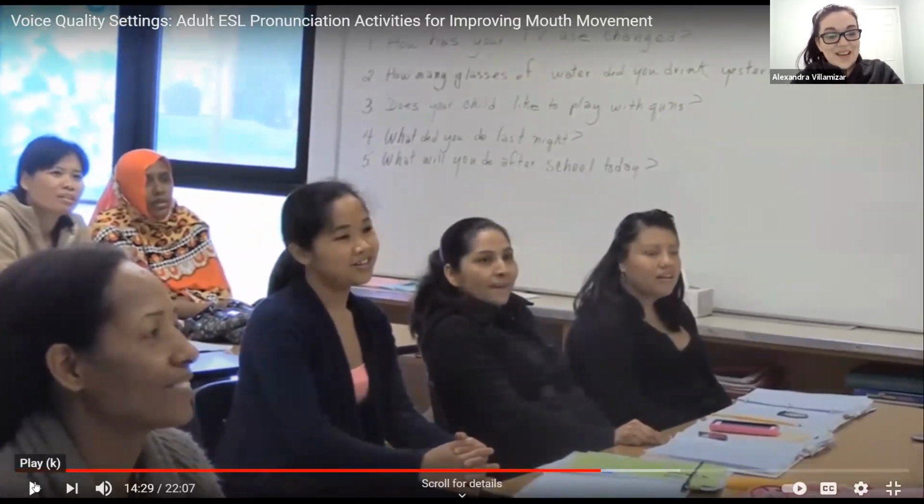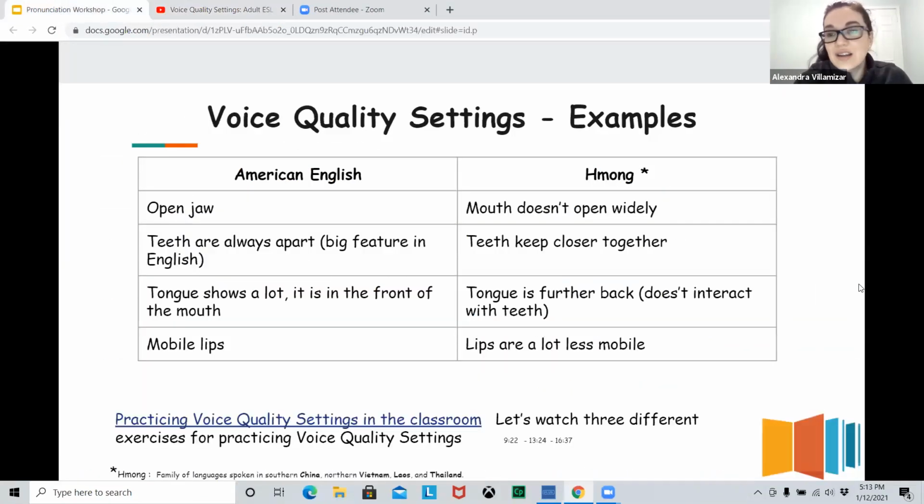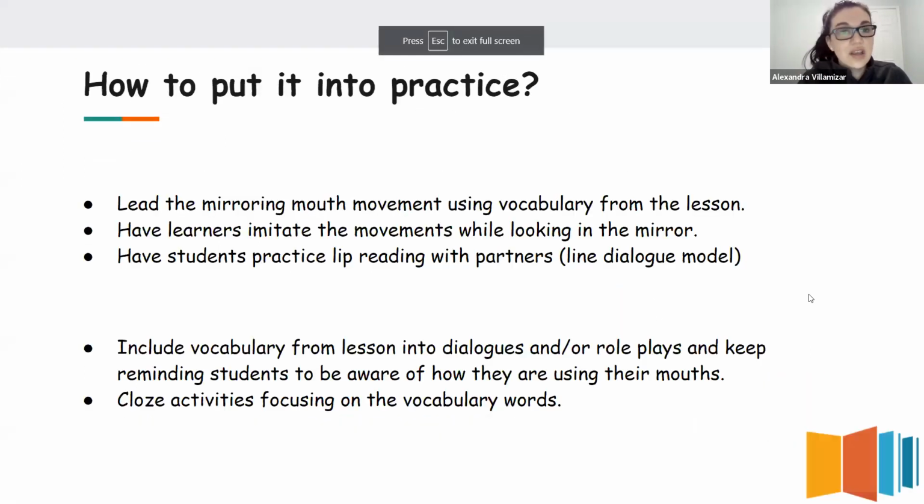Good. Okay, so those are two different exercises that we can practice with our students. So how can we put this in practice? As you just watched from the video, we can lead the mirroring mouth movement using the vocabulary from the lesson. So you know what vocabulary you are going to present to your student, the vocabulary that is going to be part of the lesson you are teaching today. So take that vocabulary, and you are going to implement these activities using it.